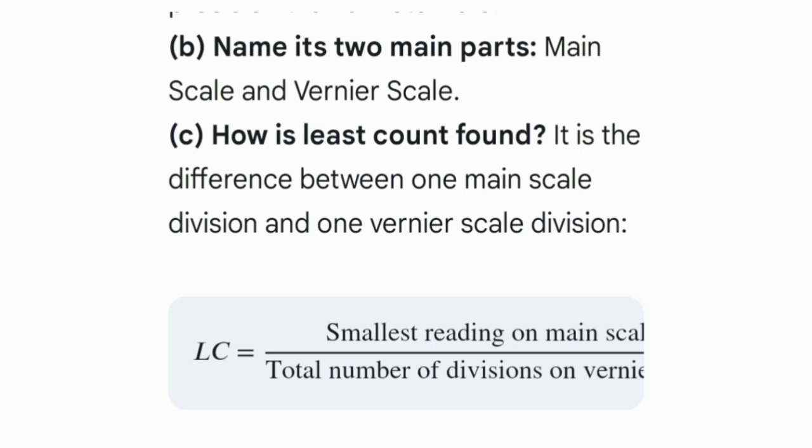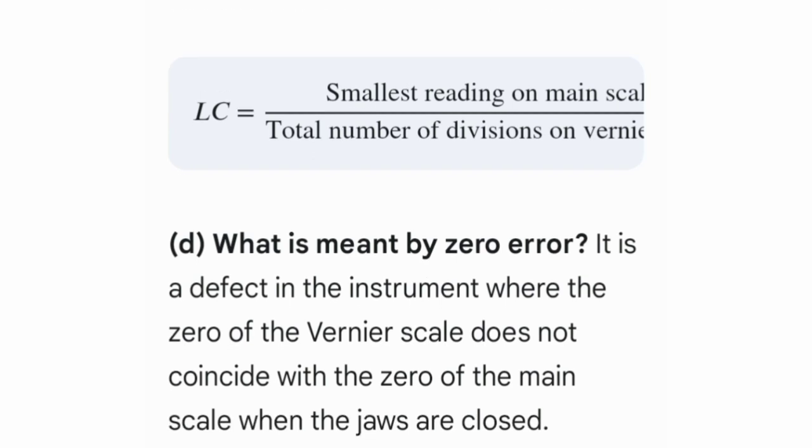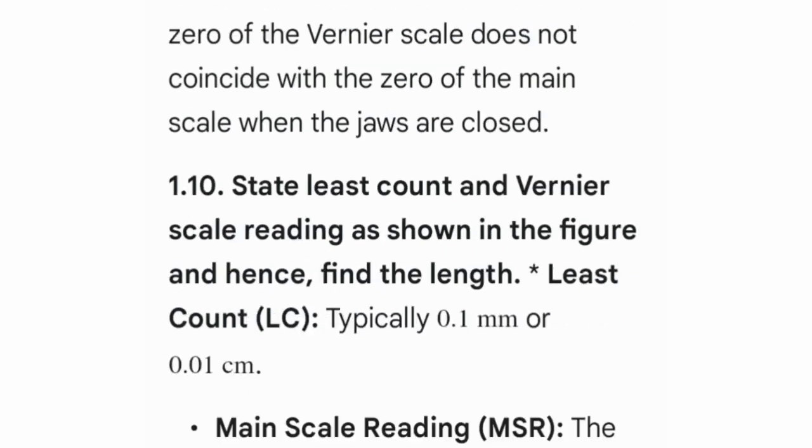How is least count found? It is the difference between the main scale division and one vernier scale division. The formula to find the least count of vernier caliper is LC equals smallest reading on main scale divided by total number of divisions on vernier scale. What is meant by zero error? It is a defect in the instrument where the zero of vernier scale does not coincide with the zero of main scale when the jaws are closed.